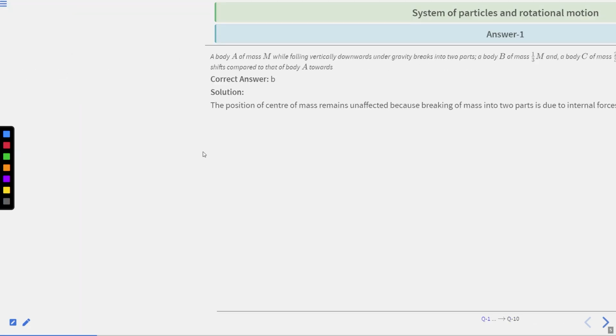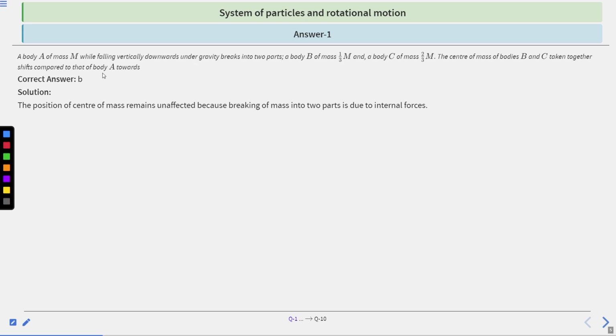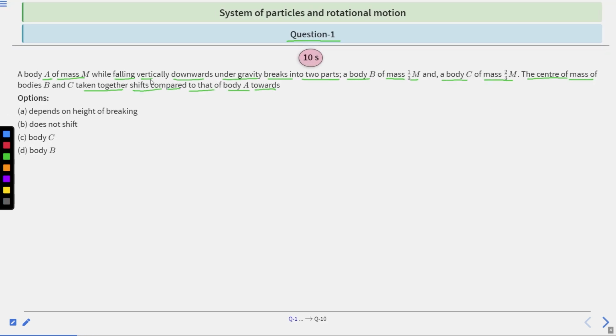Let's find the solution. According to the question, there are three bodies A, B and C with their masses. The position of the center of mass remains unaffected, because the breaking of the mass into two parts is due to internal forces. So the correct answer is option B, does not shift. Next question.